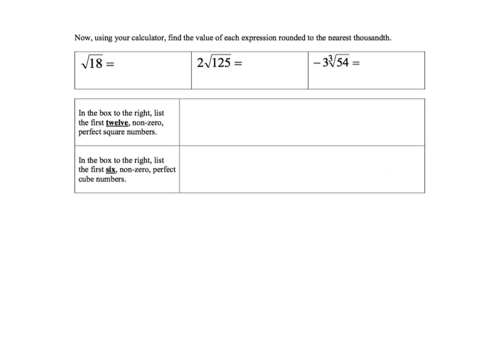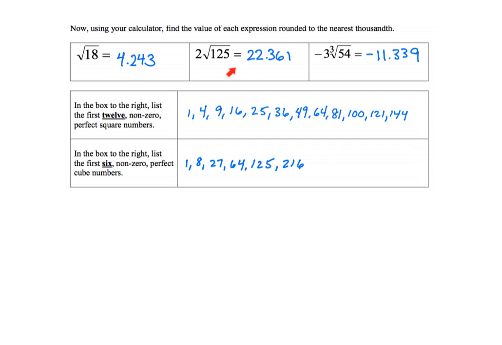The next thing I would like for you to do is evaluate each of these in your calculator, round to the nearest thousandth. And then I want you to write the first 12 non-zero perfect squares here and the first 6 non-zero perfect cubes here. Press pause on your video, and when you're ready to see the answers, press play again. Here are the answers. Check your work.